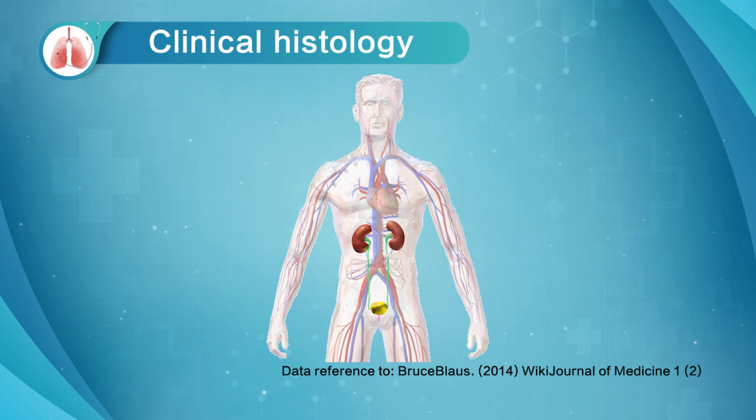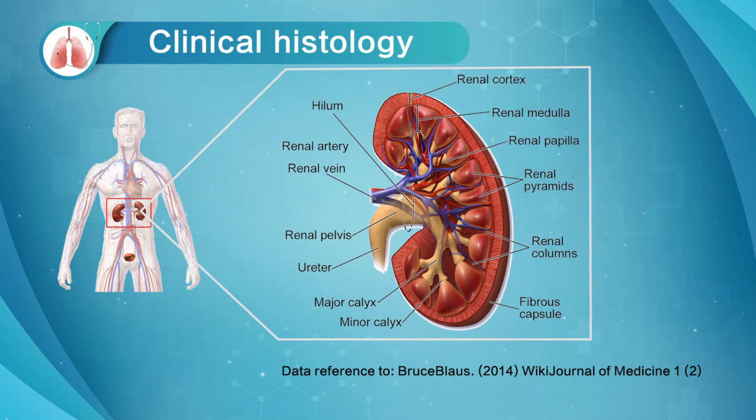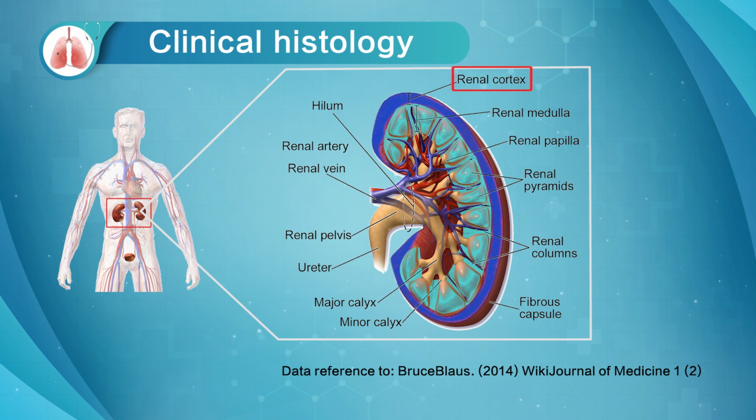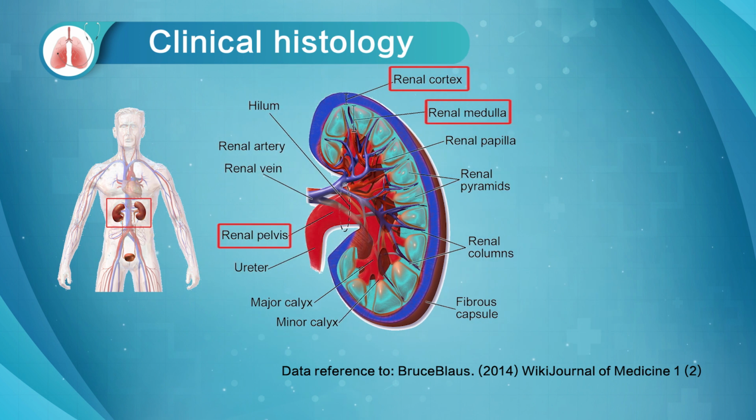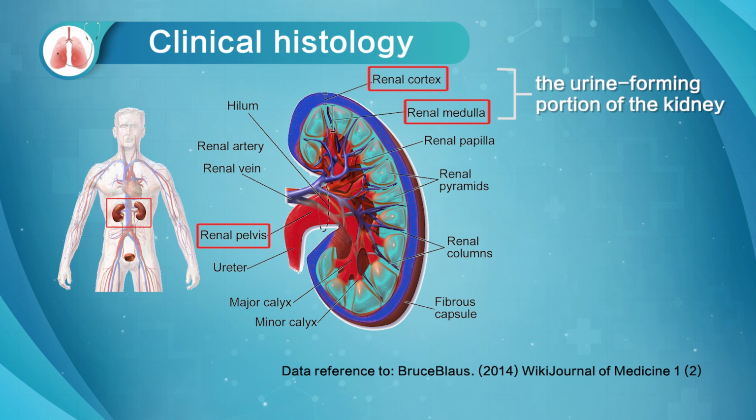to make urine. As shown on the right, the hemisected view of the kidney reveals three distinct regions: the outermost renal cortex, the middle renal medulla, and the inner renal pelvis. The renal cortex and the renal medulla make up the urine-forming portion of the kidney.